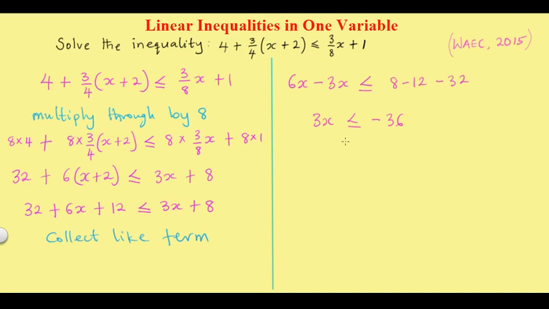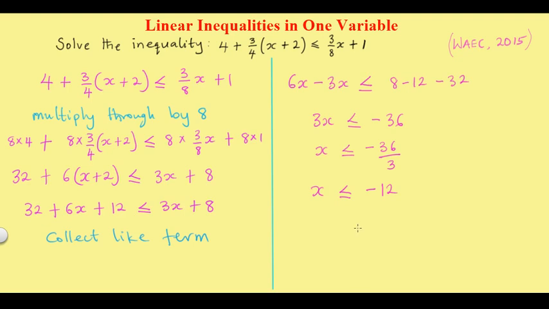So we then divide both sides by the coefficient of x, which is 3. That becomes x less than or equals to negative 36 divided by 3. So doing that, x will be less than or equals to negative 12. X is less than or equals to negative 12.